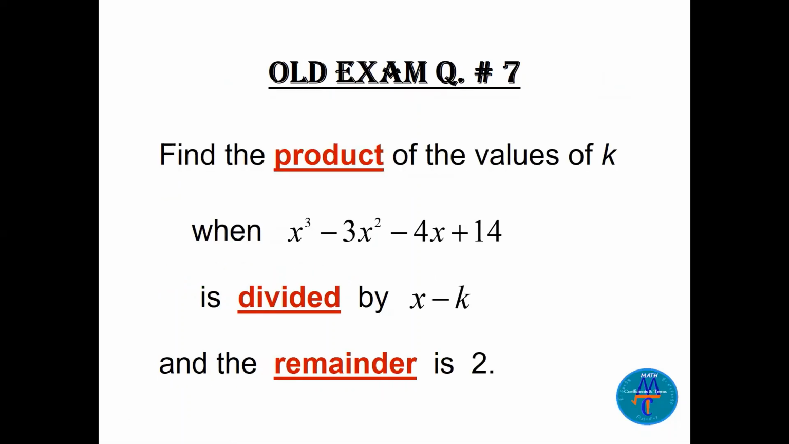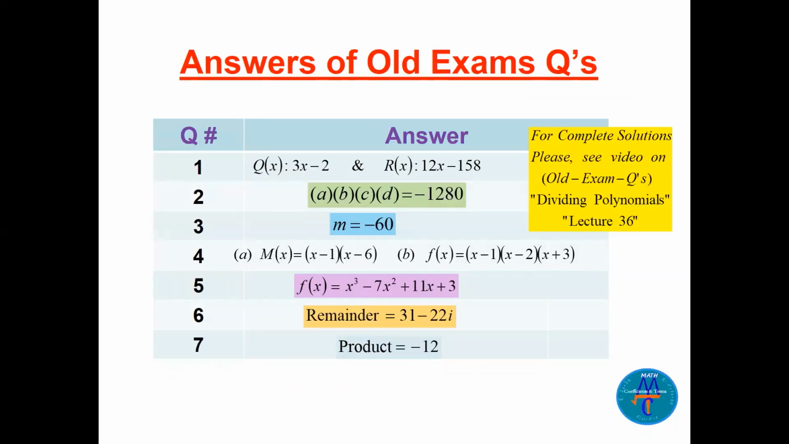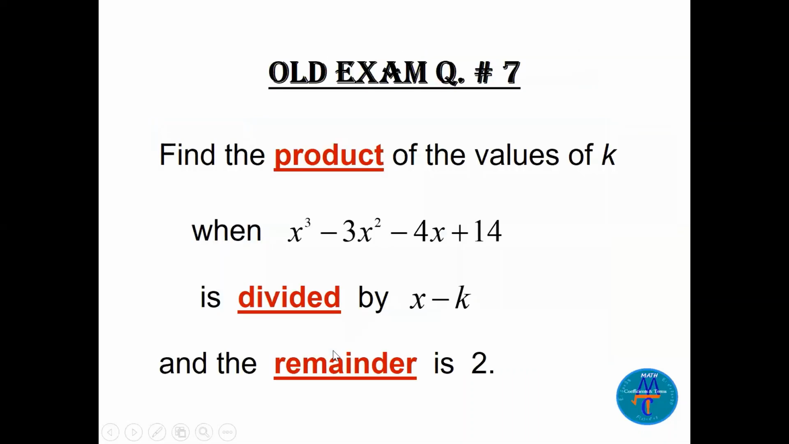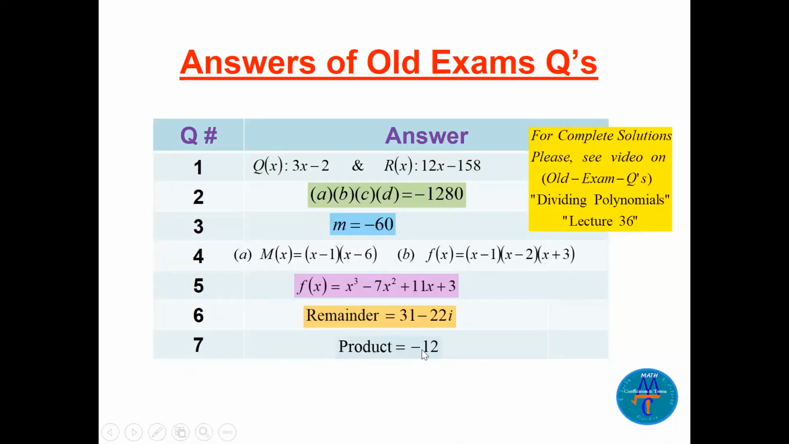All right. Find the product of the values of k, so there is a k here. When you divide this polynomial x cubed minus 3x squared minus 4x plus 14 by x minus k, the remainder is 2. We need to find the product of the k's, 1 k, 2 k's, 3 k's, 4 k's, whatever you get, multiply all of them together. As usual, I put here all the answers. There are 7 questions. The final answer here, like the last one, find the product. The product is minus 12, but I did not tell you how many k's we have.